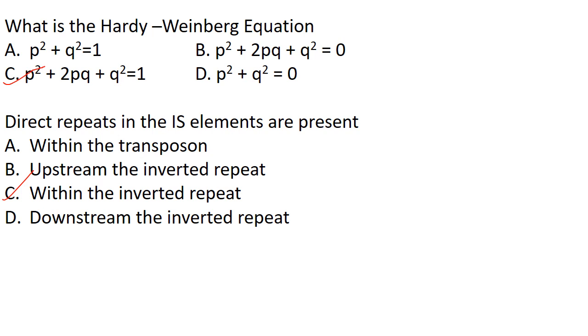So next question. What is the Hardy-Weinberg equation? p square plus 2pq plus q square is equal to 1. That is the Hardy-Weinberg equation. Answer is option C. Direct repeats in the IS element are present in. So as per the answer key, it is within the inverted repeat, but after searching the net, I got this. I will explain to you.